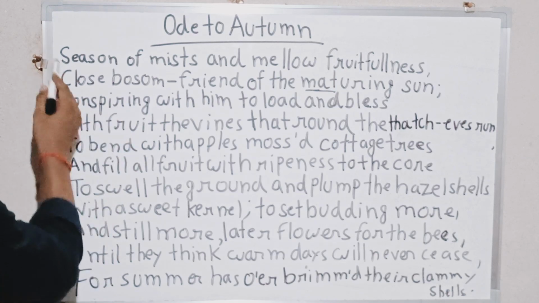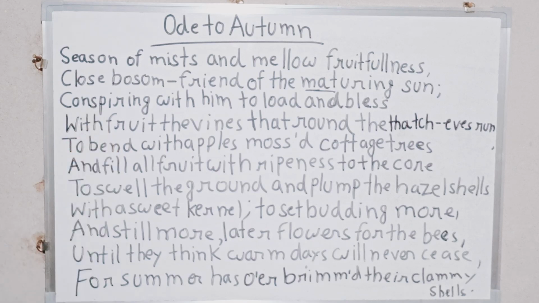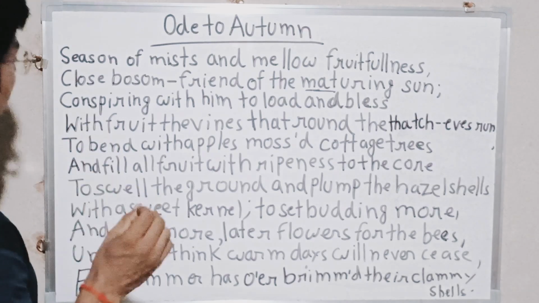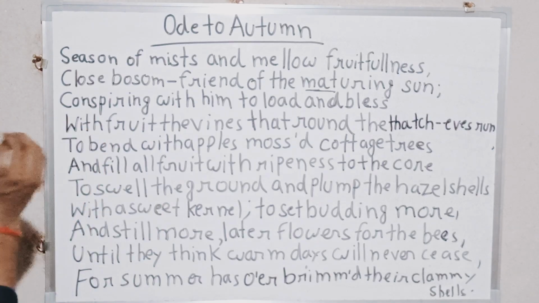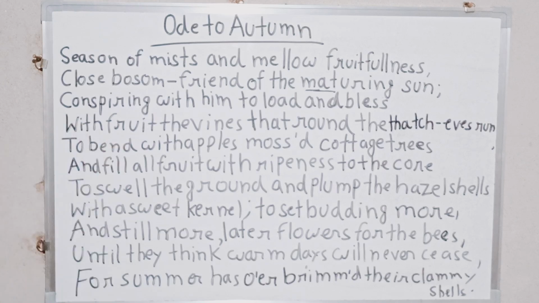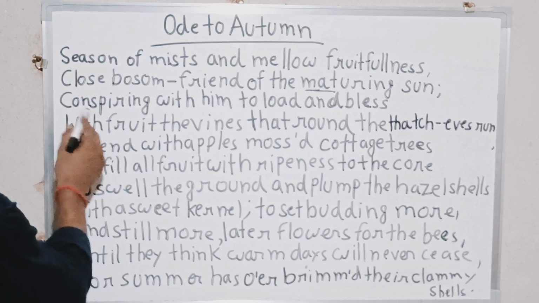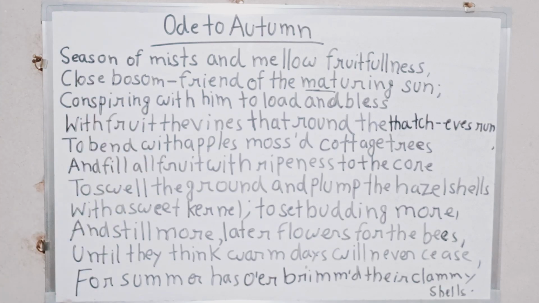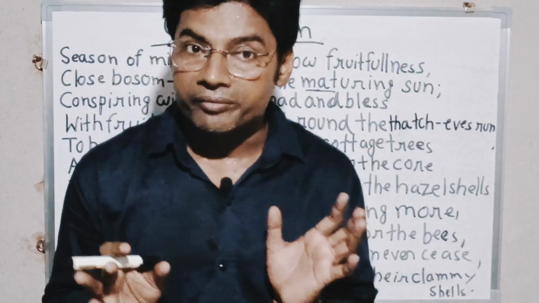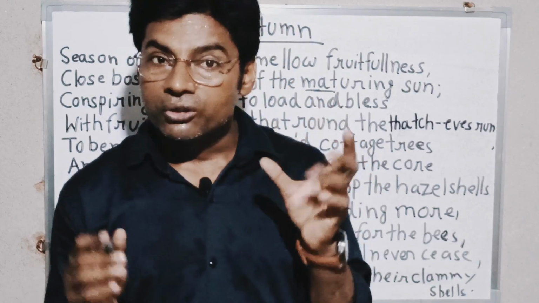So he says soon. See, here the word conspiring is actually used particularly for making a bad plan, a plan for harming others, harming a person or harming someone. But why does the poet use this word here? Very cleverly and very smartly, the poet has made use of this word conspiring.